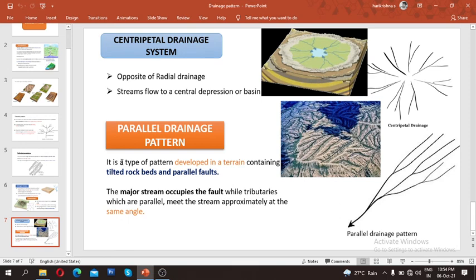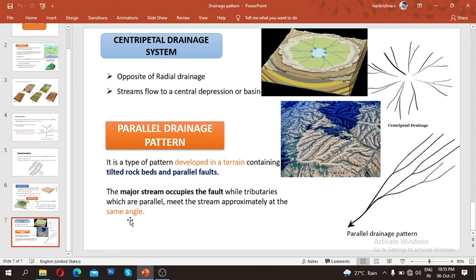What all the things that you can observe here? Parallel drainage pattern is a type of pattern developed in a terrain containing tilted rock beds and parallel faults. That is, if it is tilted, various structural features obviously will be present in this type of drainage pattern. So what will happen when all these things are developed? The drainage pattern also will be in the parallel direction. Water will also flow like this, which serves for a parallel drainage pattern. The major stream occupies the fault while tributaries which are parallel meet the stream approximately at the same angle.